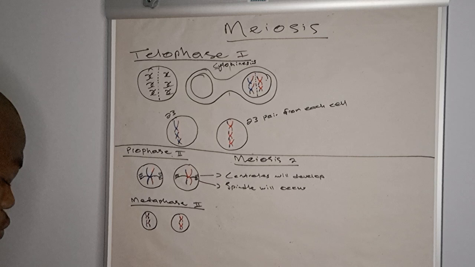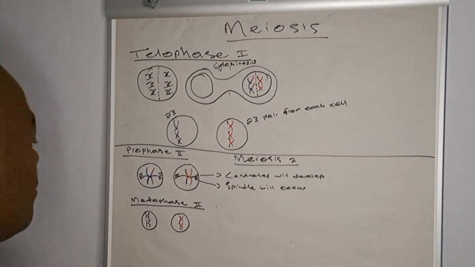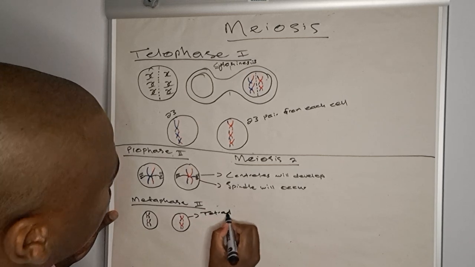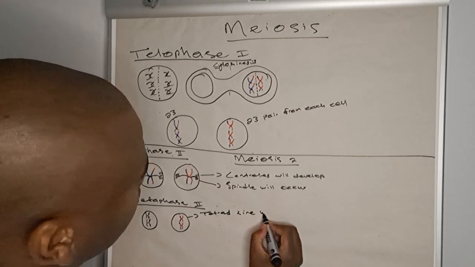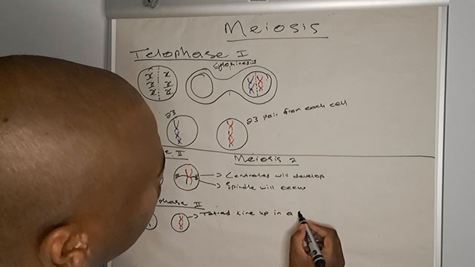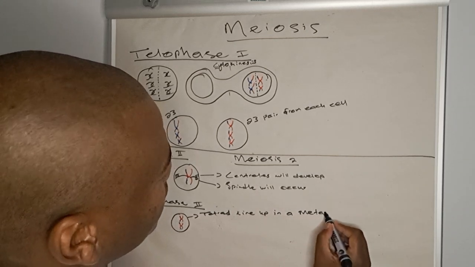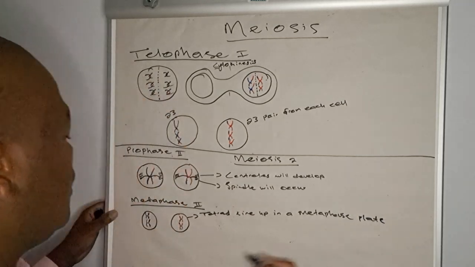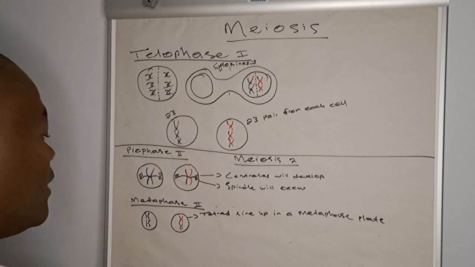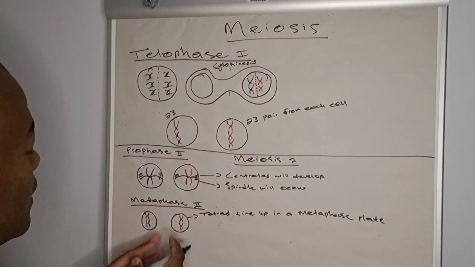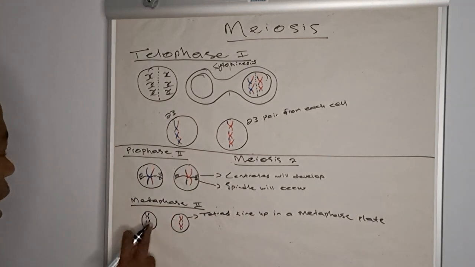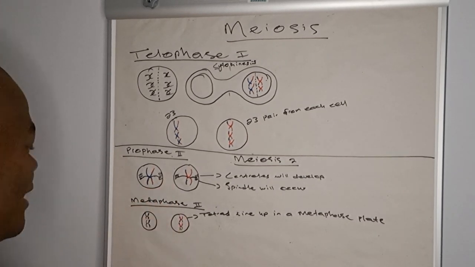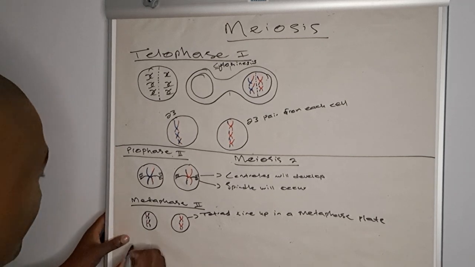In metaphase 2, things will line up together again. Tetrads line up in a metaphase plate, ne? Metaphase plate. They will just do the lining up in the middle. The word plate means that they must be in the middle. They will line up in the middle. Just grab that: metaphase always lines things up in the middle. It doesn't change. And then quickly, let's go to anaphase.